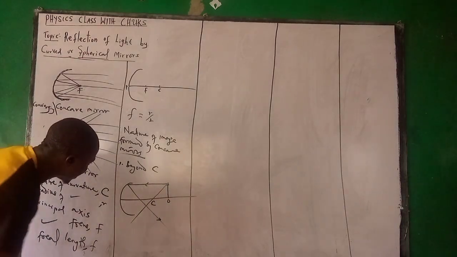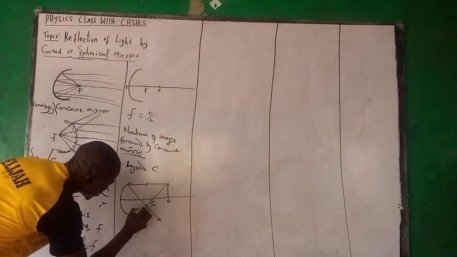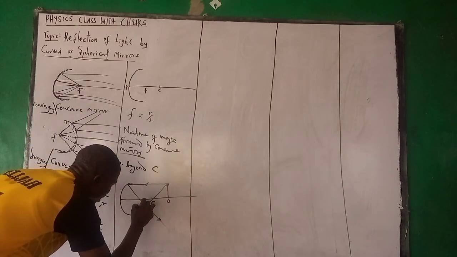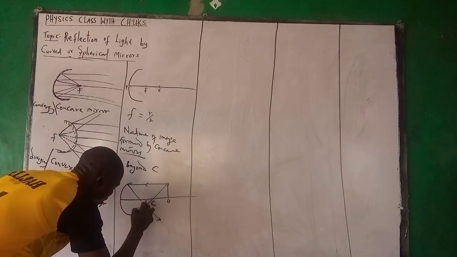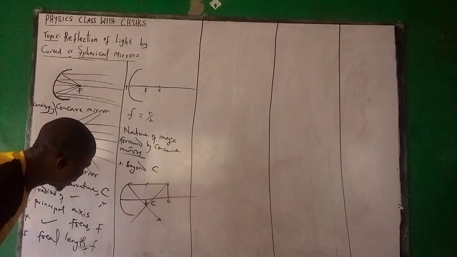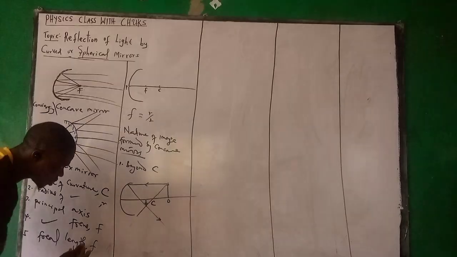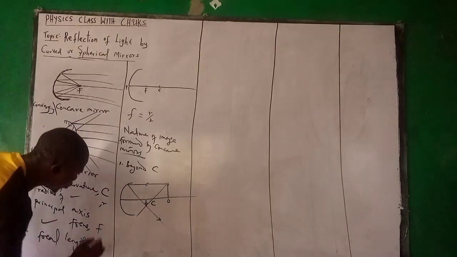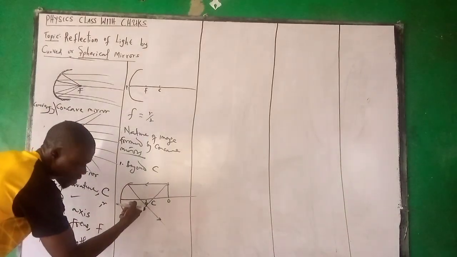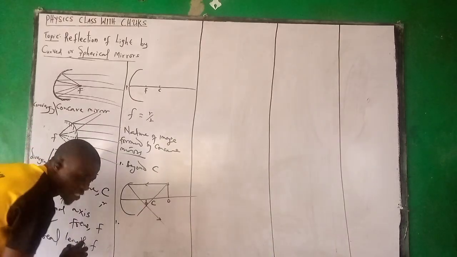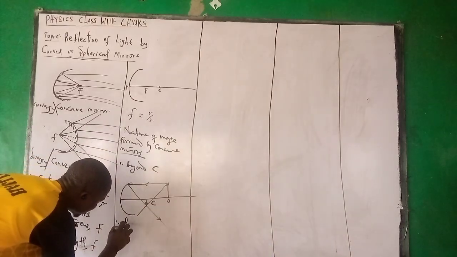Now you see that this line and this line join here, right? They are going to produce an image there. So this is the image. Now the question, if it's a WAEC or JAMB, we ask you what is the nature of the image produced here. Note, this image is smaller than the object, right? So we call it diminished.